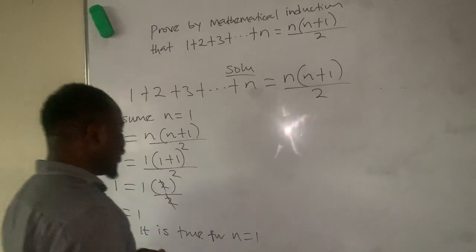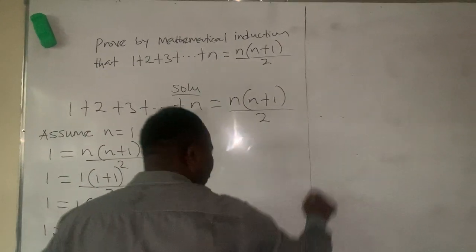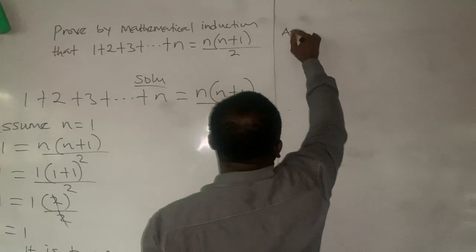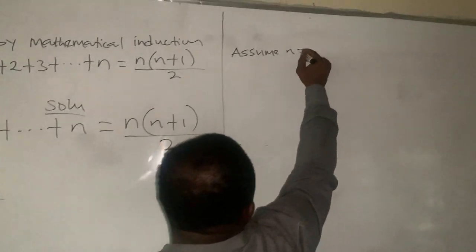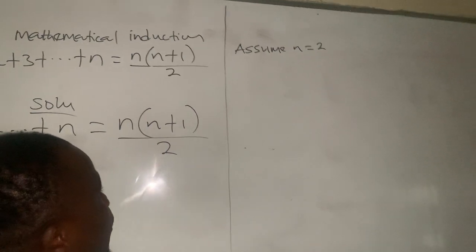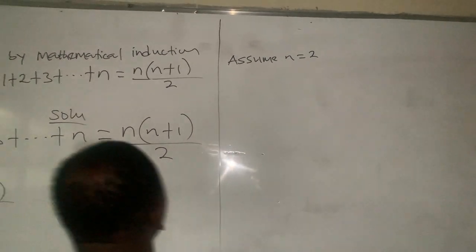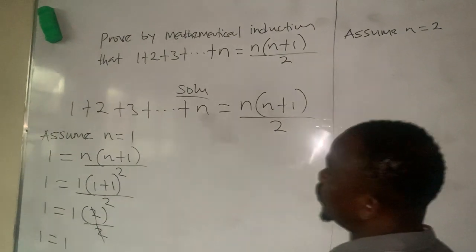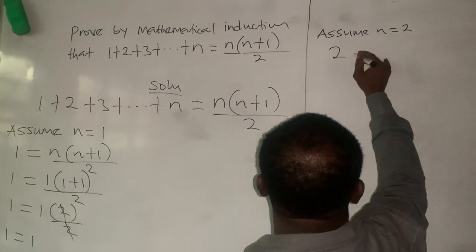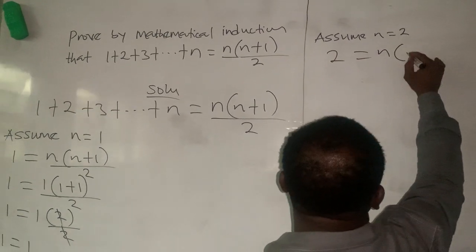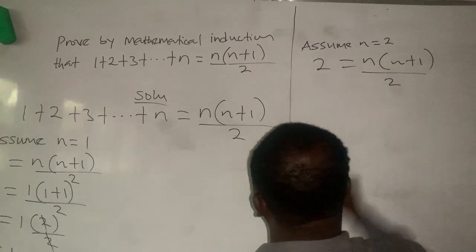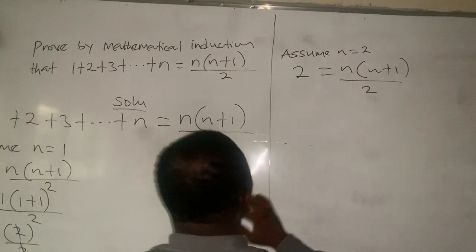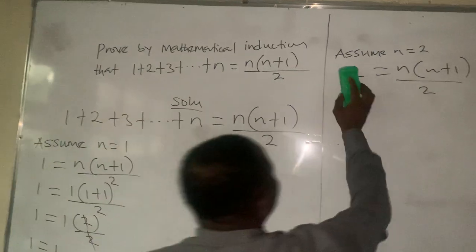Are you following? Okay. Let us assume n equals 2. If we assume n equals 2, look at what you will do. I know some of you will go ahead to write 2 equals n(n + 1)/2. Please, listen very carefully. Is that clear? It is not so, but this is what you will write.